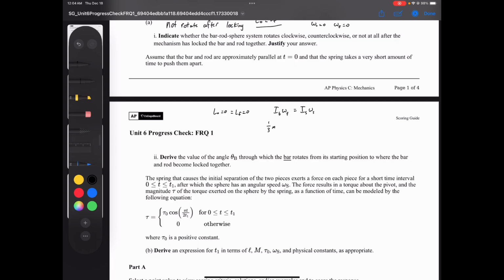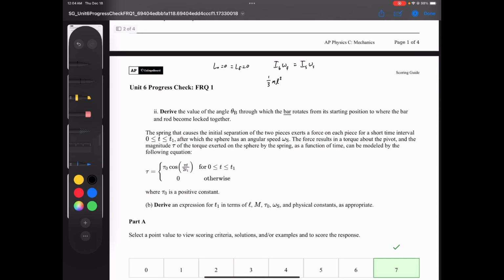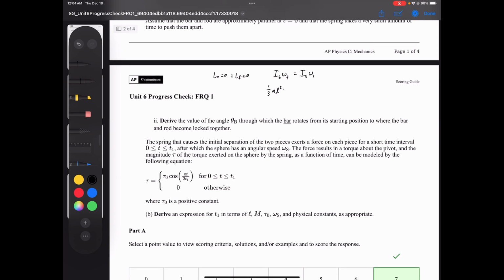Now let's write down the equation. I have 1/3 ml squared. What did they use? L? Yeah, they use L. So 1/3 ml squared times omega of the bar has to equal the moment of inertia of the sphere, which is ml squared, times the angular velocity of the sphere. And as we can see, the ml squareds cancel out.